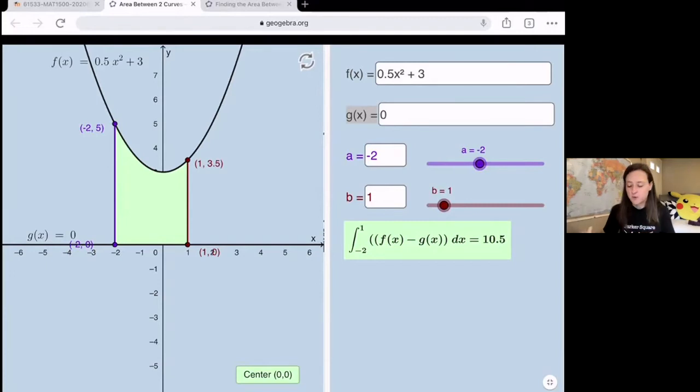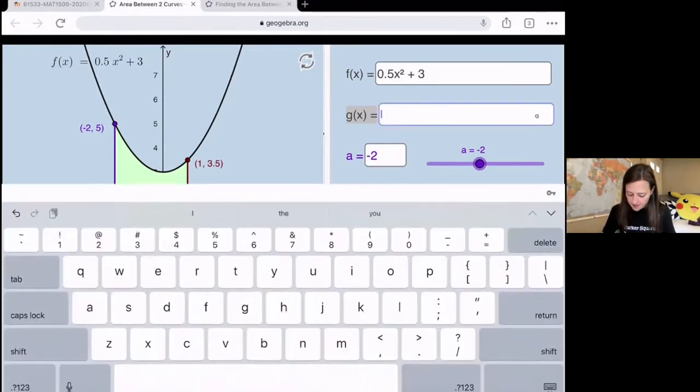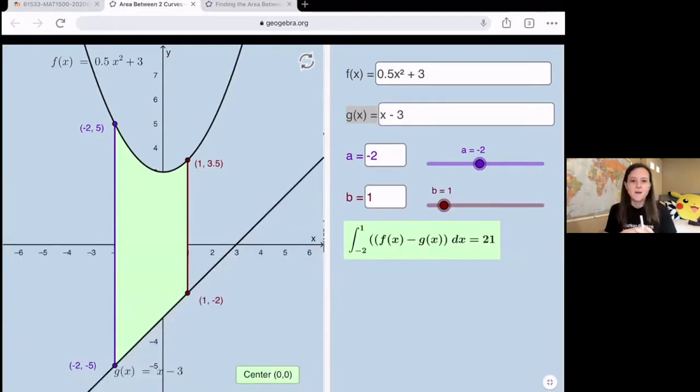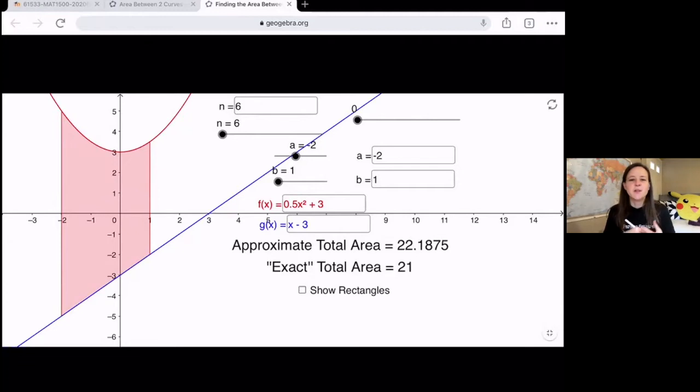So I'm going to type in a different curve. Let's do a line. Let's say x minus 3. All right, so now we see the area that's not just between the curve and the x-axis, but the parabola and the line. Here we have the other GeoGebra applet that I have posted in the resources for the week. I've got the same two curves graphed here, the same area shaded between them.